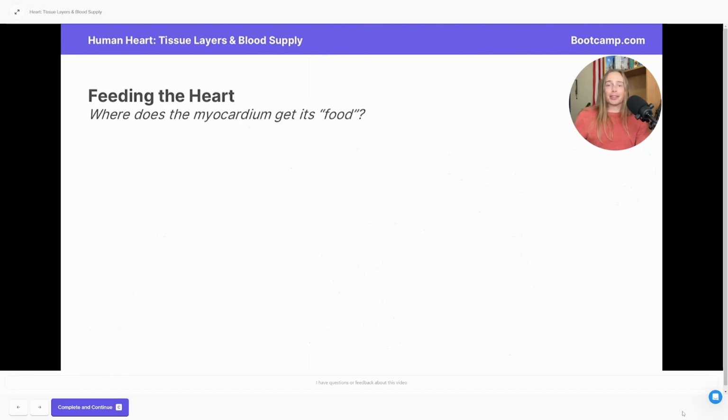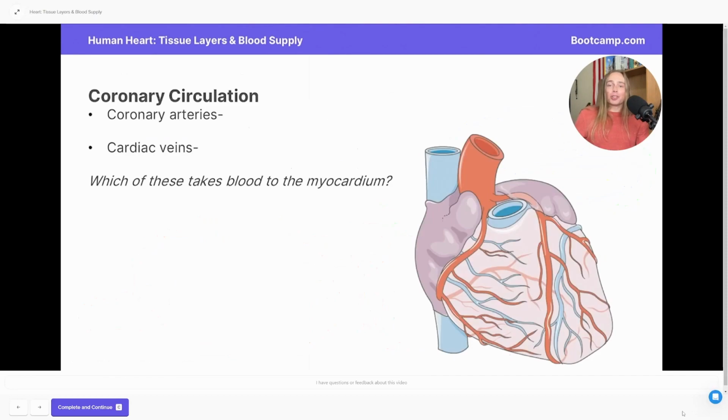Now that we've talked about the layers of the heart, it's important to address where these layers are going to get their oxygen and nutrients from. So recall that the inner layer, the endocardium, was watertight and it doesn't allow blood to seep through to the myocardium. So where would you expect the myocardium to receive its blood from? Great, so the heart has its own circuit that's responsible for sending oxygen-rich blood out to its tissues and returning the oxygen-poor blood back to the right atrium.